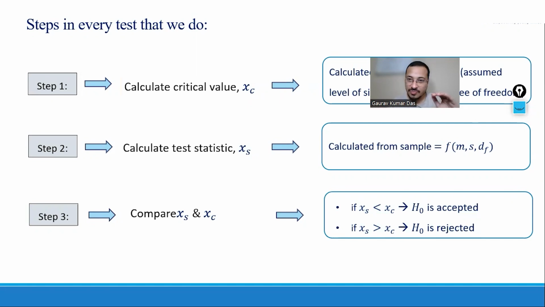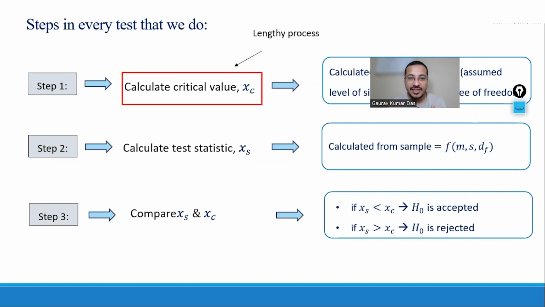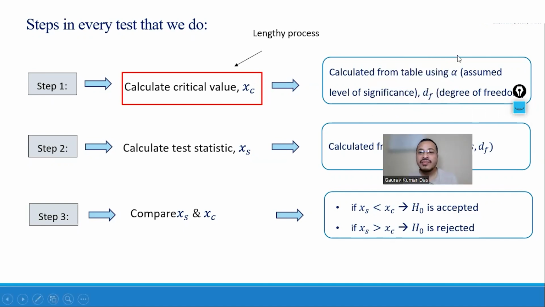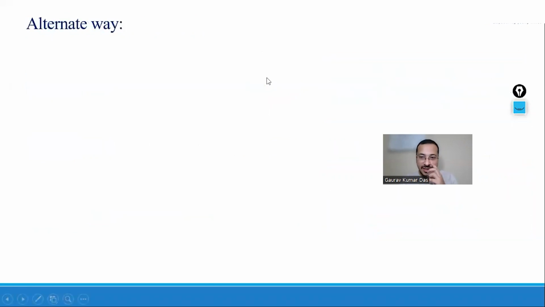Okay, so it's pretty much a lengthy process, right? Especially the first step where we calculate the critical value from the table. I know alpha and degree of freedom we can easily calculate. Alpha is already pre-assumed, right? But looking at the table, going into that and calculating, it's a bit tedious, right? So there are other ways to do that. What is the other way?